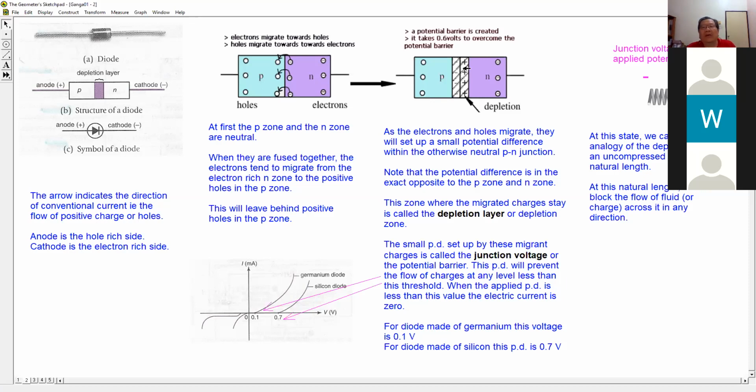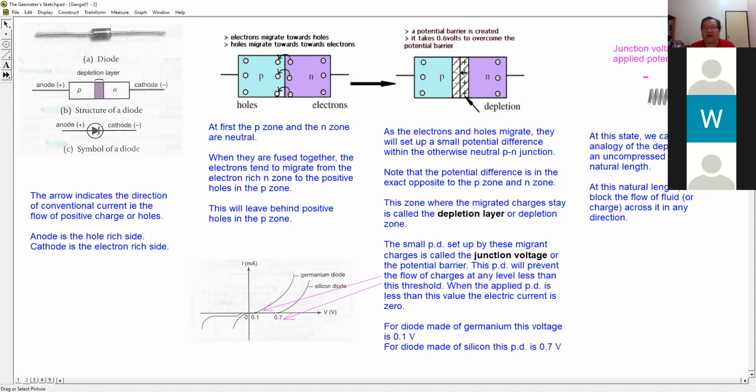Okay, right. So now this layer here, where there is a migration of charge, is called the depletion zone or the depletion layer, where there's a movement of charge from this side to that side. Now this zone here, overall they are still neutral, because the number of charges here and the number of charges there are the same. So overall they are still neutral.